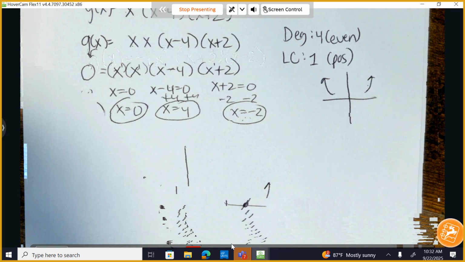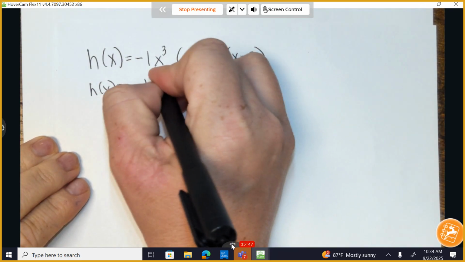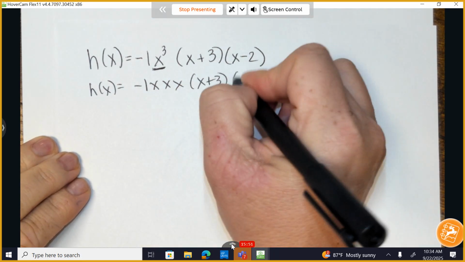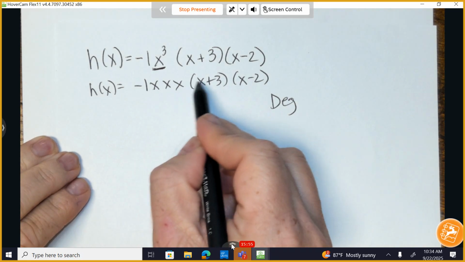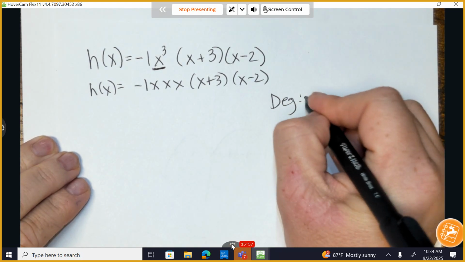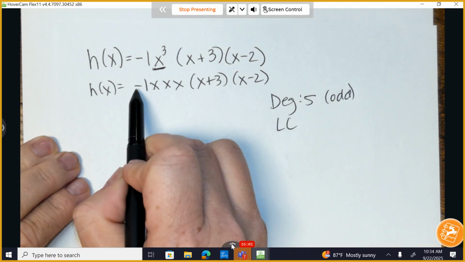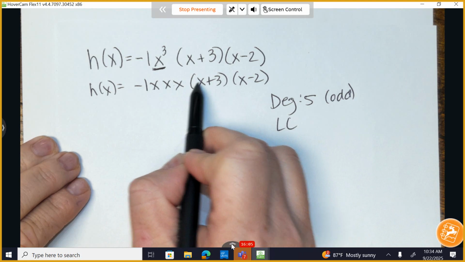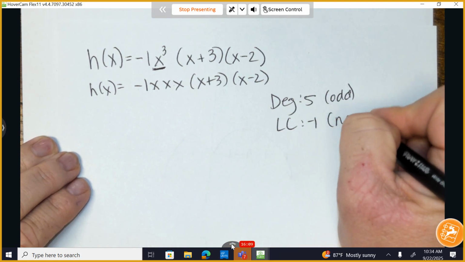This one together. Now I could expand this if this helps you. We're writing just this base 3 times. Okay, are you ready? So degree 1, 2, 3, 4, 5. This is degree 5. That is an odd number. Leading coefficient, -1 times 1 times 1. That's -1 still. Times 1 times 1. Still -1.